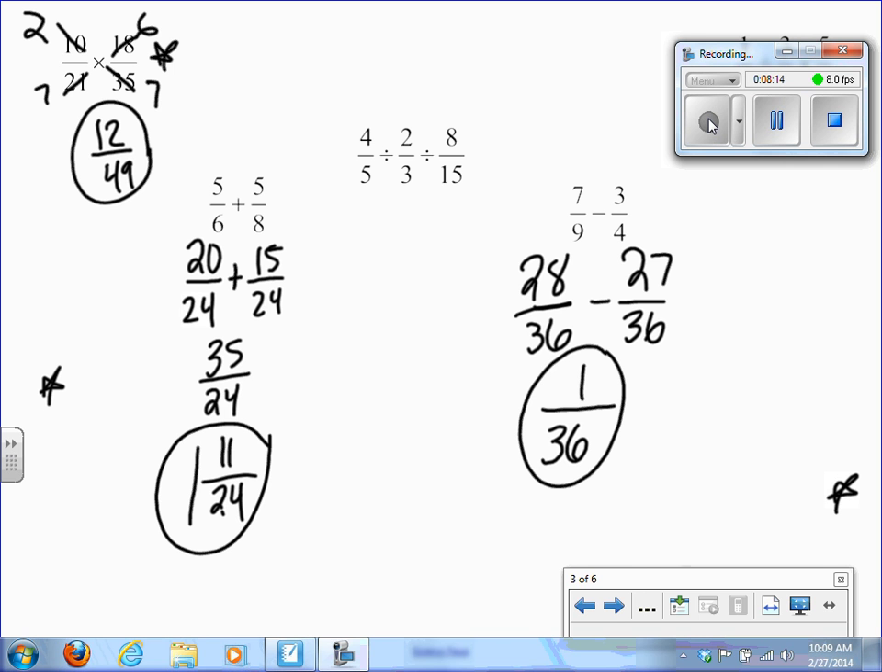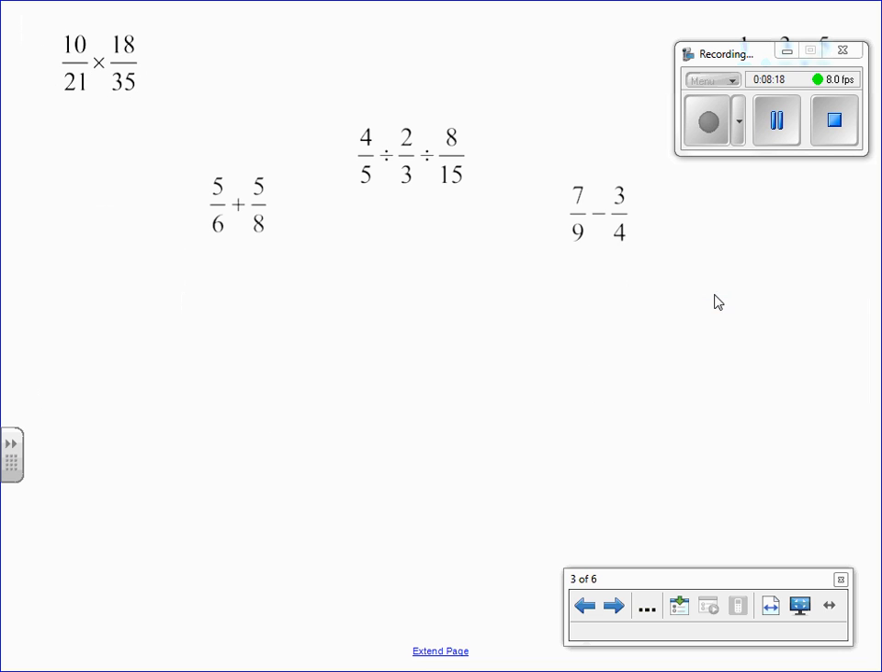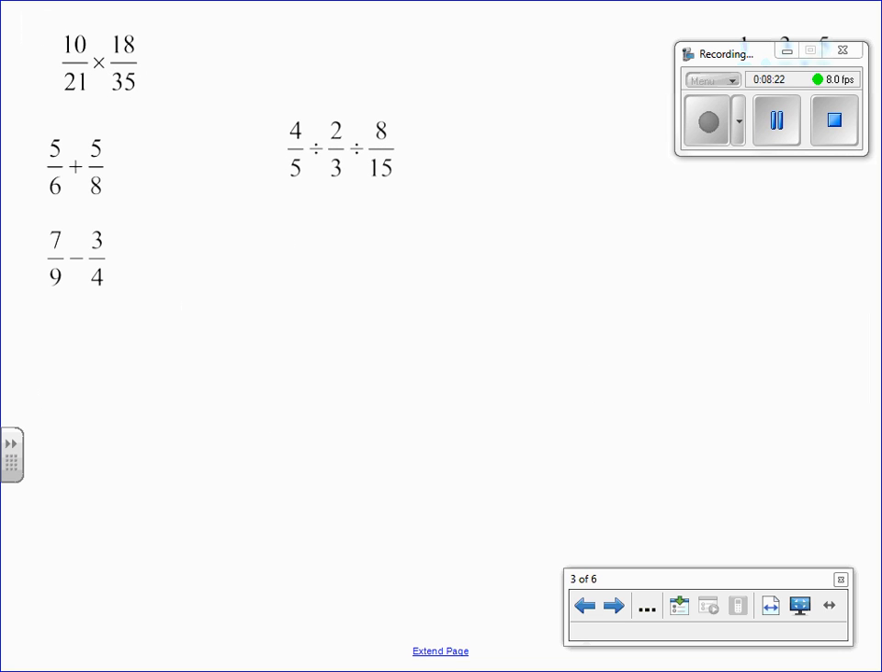Now, I'm going to get rid of my ink because I want to talk about the other 2 problems. Alright, let's look at 4/5 divided by 2/3 divided by 8/15. When we see division, and I want you to write this down, we change it to what? The reciprocal. So right above here, I'm putting the multiplication sign right above the fraction that I need to change to the reciprocal.